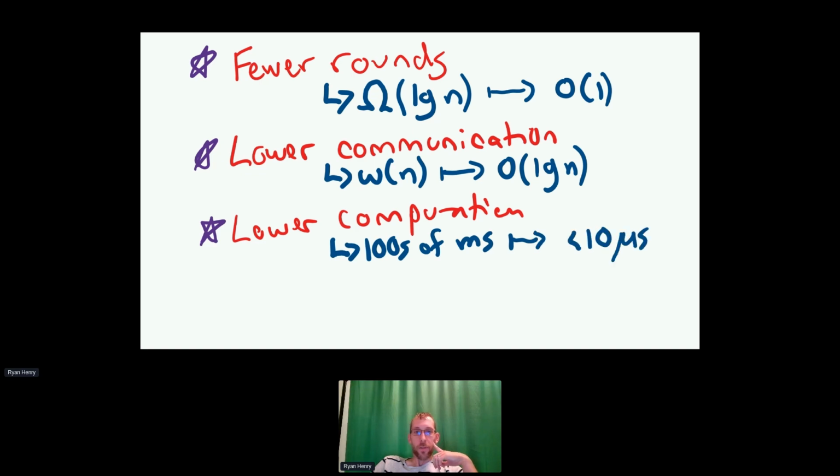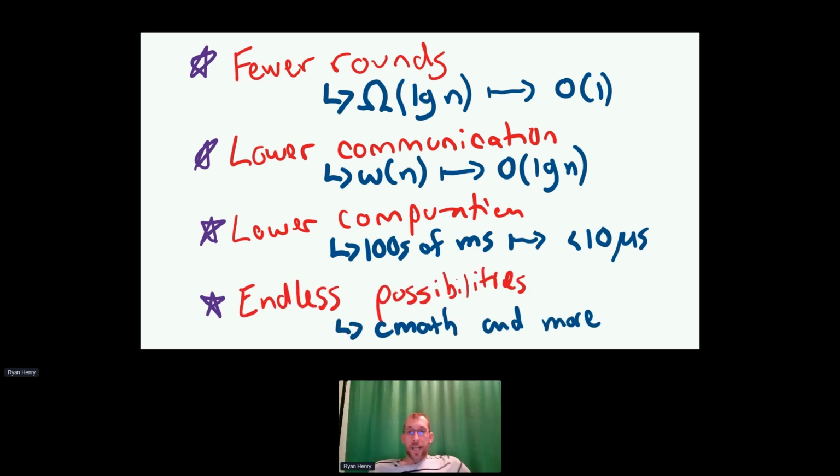We've got lower computation cost. What used to take hundreds of milliseconds now takes less than 10 microseconds, something like 4 to 5 microseconds on my laptop, which is actually a very under-provisioned laptop, even less on a powerful computer. And this approach has endless possibilities.